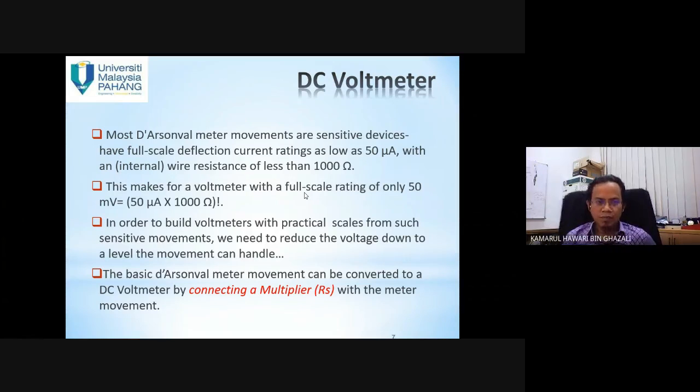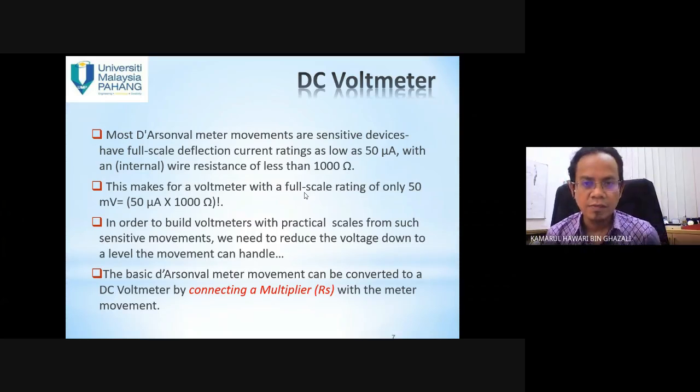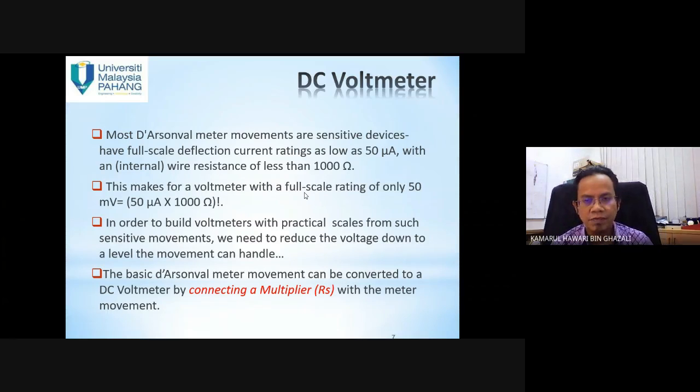For the DC voltmeter, most voltmeter movements are sensitive devices, with full scale deflection current ratings as low as 50 microampere and an internal wire resistance of less than 1000 ohm. This makes for a voltmeter with a full scale rating of only 50 millivolt. In order to build a voltmeter with a practical scale from such a sensitive movement, we need to reduce the voltage down to a level that the movement can handle.